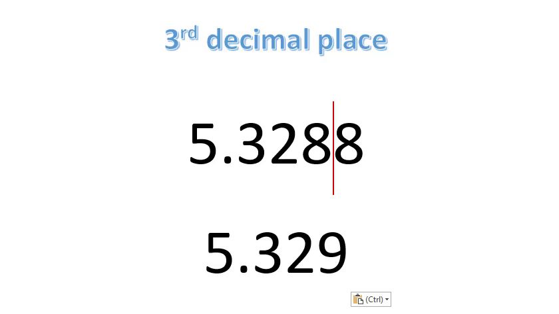This topic is rounding. Let's take the number 5.3288 and let's say we want to round it to the third decimal place. One way to do it is to put a line between the third and the fourth decimal place and check whether the number to the right of the line is a 5 or greater. If it's 5 or greater, that 8 rounds up to a 9. If it was less than 5, it would not round up. But since we have an 8 here, the answer of this number rounded to the third decimal place would be 5.329.